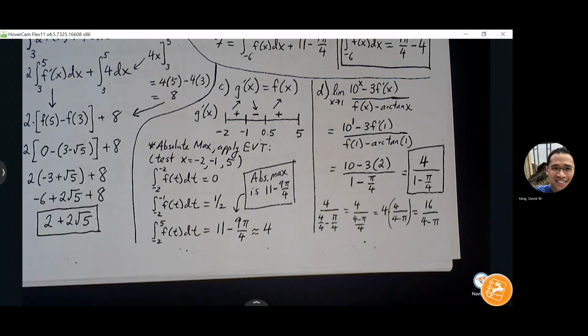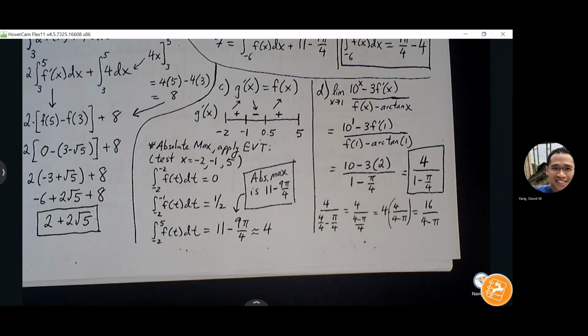Part D. You've got a limit problem here. If you plug in, I'm looking at this thinking, oh, maybe this is a L'Hopital's rule problem. But when I plug in, I'm able to get a real number, so it's just asking me to evaluate. Remember, we don't do L'Hopital's rule unless you get a 0/0 in return.